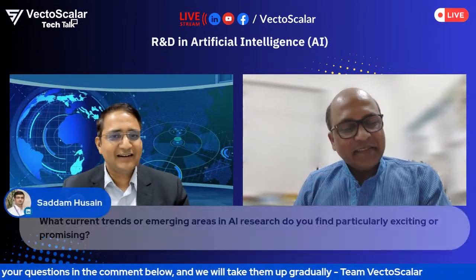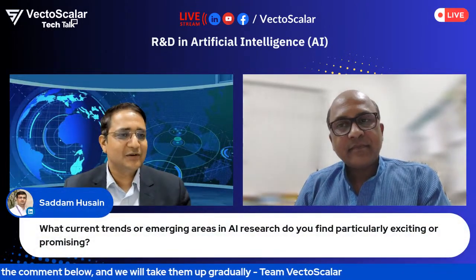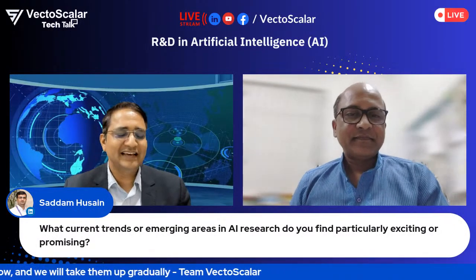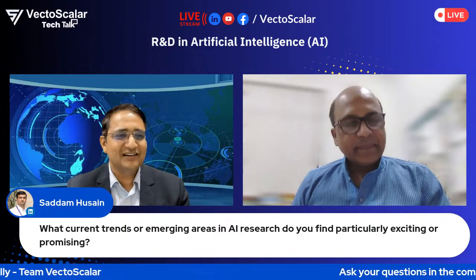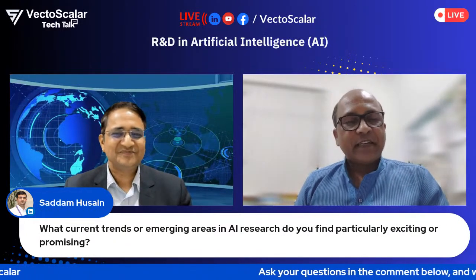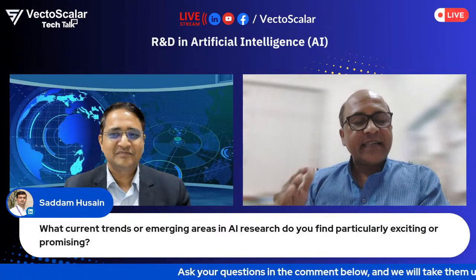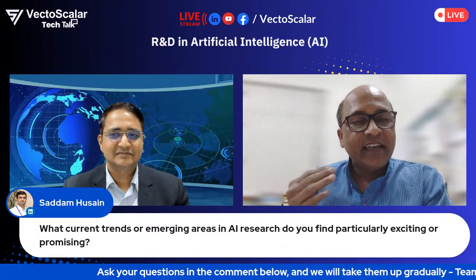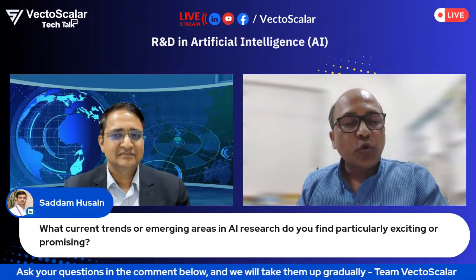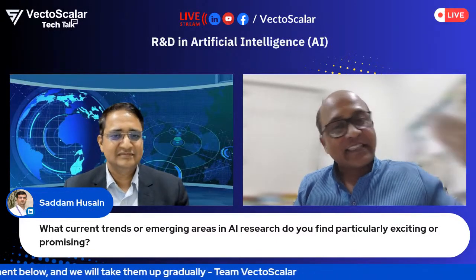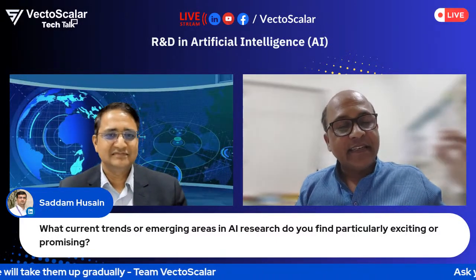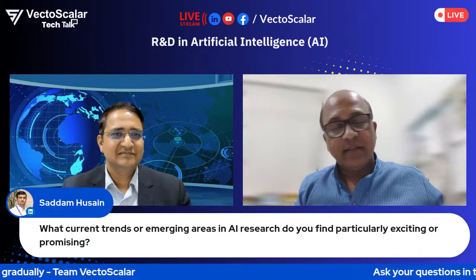So let's come back to the question which was asked by Saddam Hussein, that what current trends or emerging areas in AI research do you find particularly exciting and promising, in addition to what you are already doing? Perfect. Let me answer that question quickly. So, as I said, I have reached all the way up to culinary creativity. That took me into what I was generally interested in, which is creativity as such. And is creativity automatable at all?